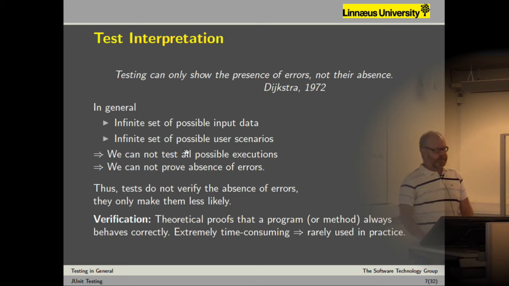We run a number of tests, but we can never say that I am sure that we don't have any errors in this code. We can do it, but only in a few cases. So this is rather depressing. Why do we then do testing? If I cannot guarantee that my code is error-free, why do I test?